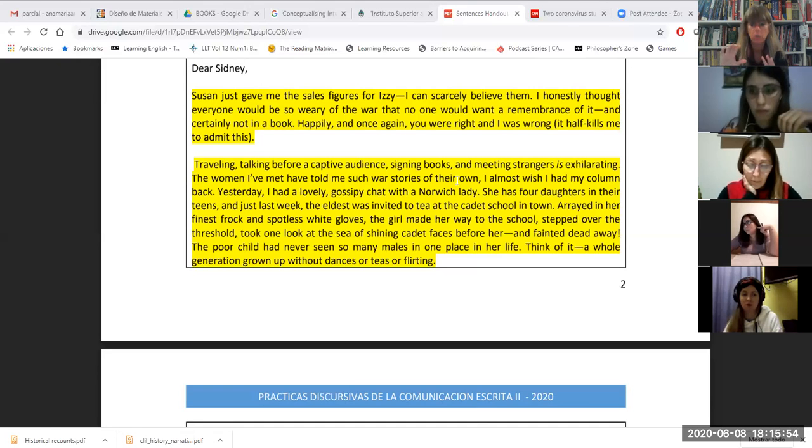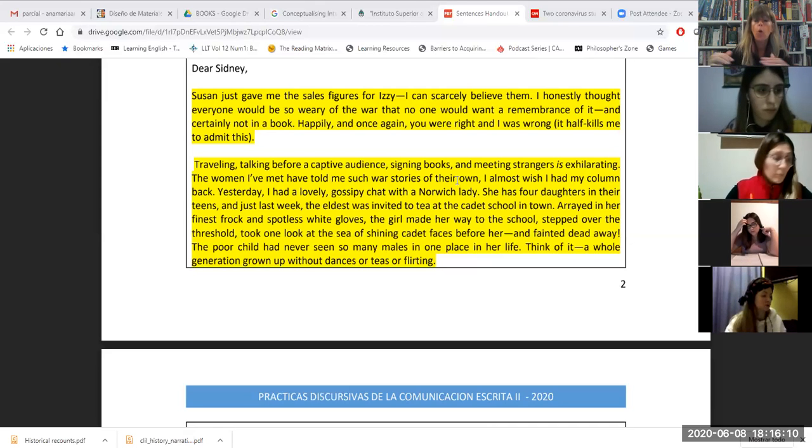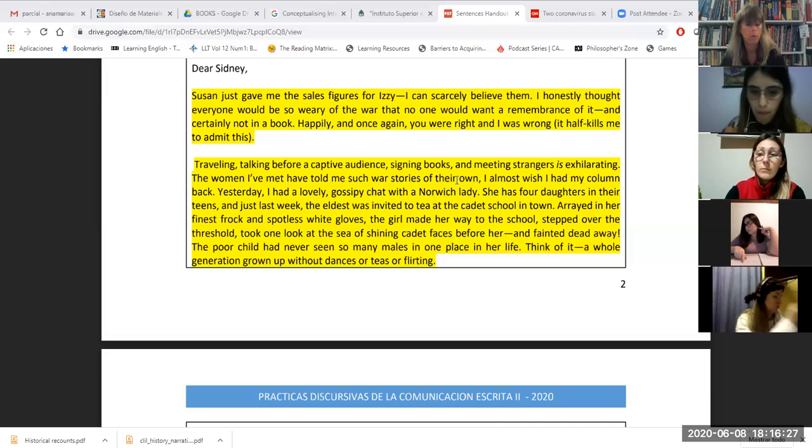Micaela said that this is a compound sentence. So let's see why it is a compound sentence. Compound sentences are made or consist of two or more independent clauses joined by coordinating conjunctions. Okay? And pay attention to this definition, right? Two or more independent clauses joined by a coordinating conjunction. So let's try to identify one independent clause.